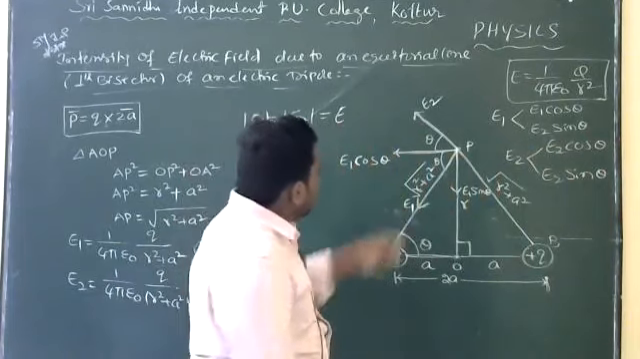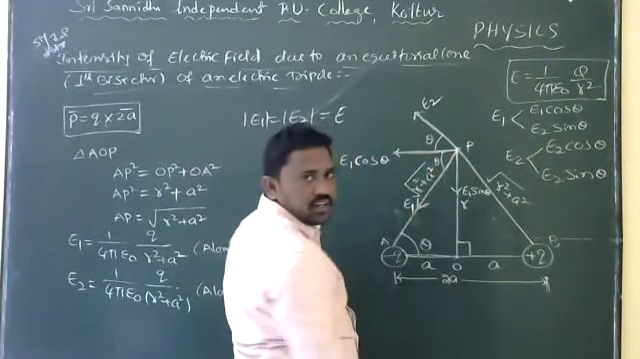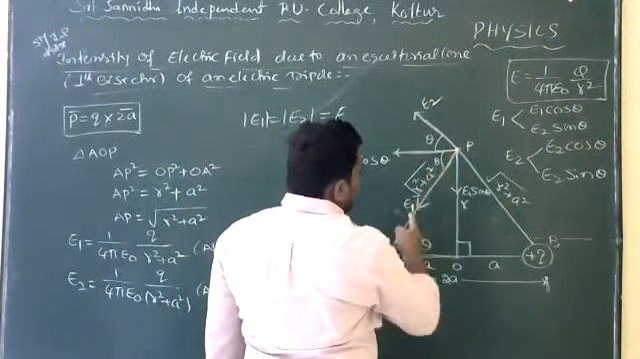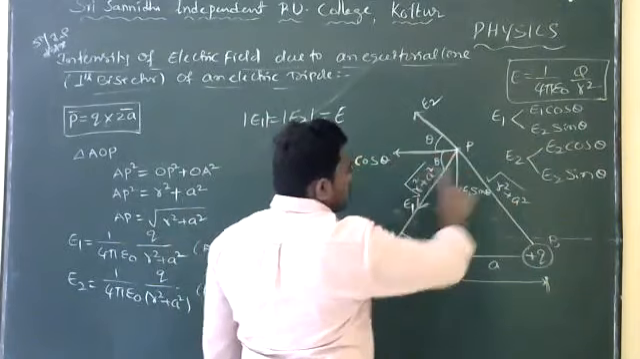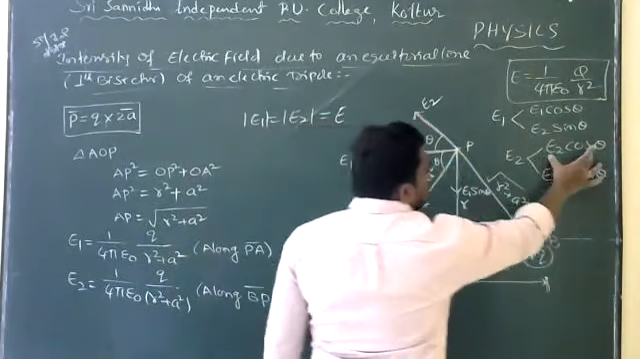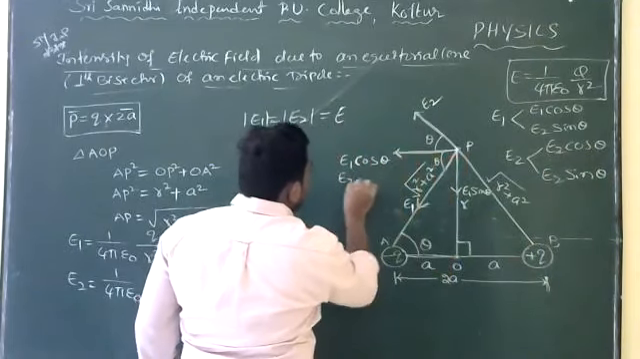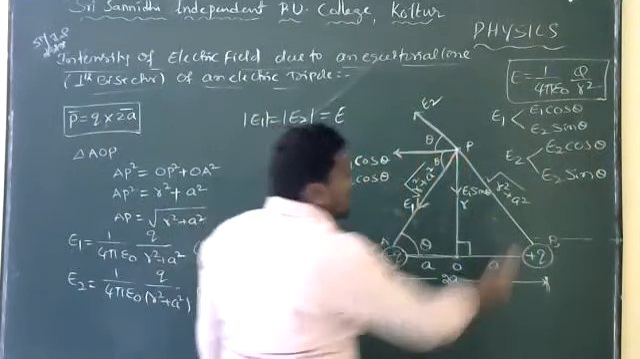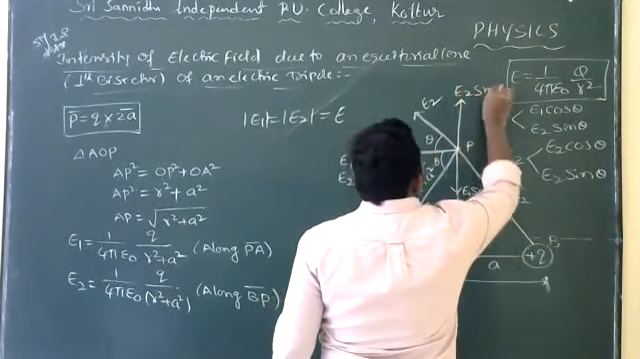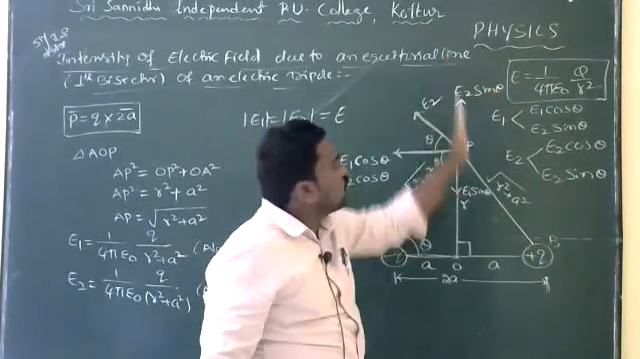E1 makes an angle theta with the horizontal. Here angle theta and here also angle theta. So E1 has two components: E1 cos theta and E1 sin theta. Next, E2 makes an angle theta with the horizontal, so E2 cos theta and E2 sin theta. E2 cos theta is acting horizontally, and E2 sin theta is acting vertically.